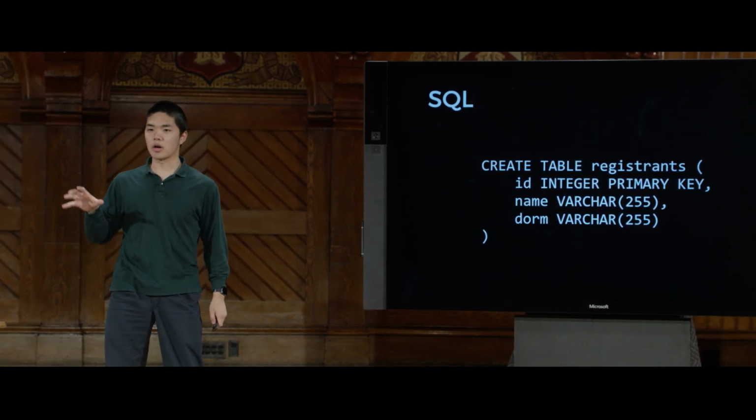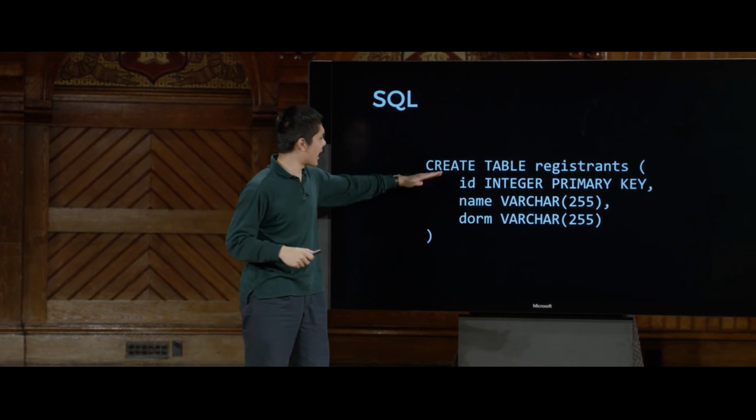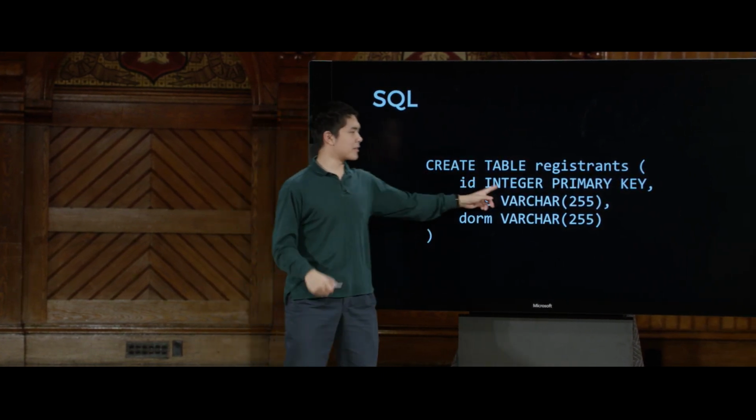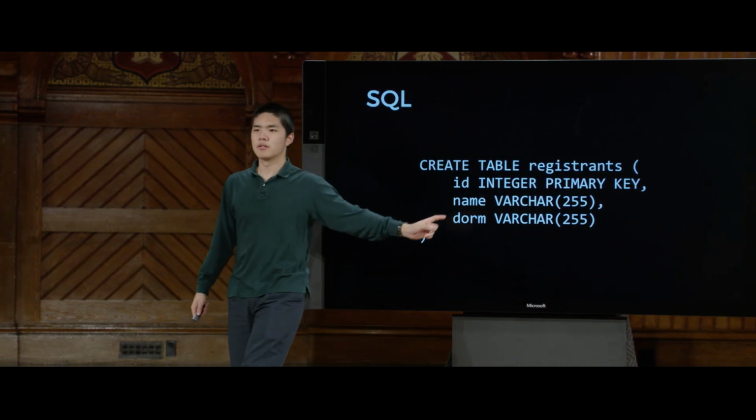All right, we're creating a table called registrants. In this case, it's storing 3 columns: ID, name, and dorm. ID is an integer, and it's the primary key. What does primary key mean?